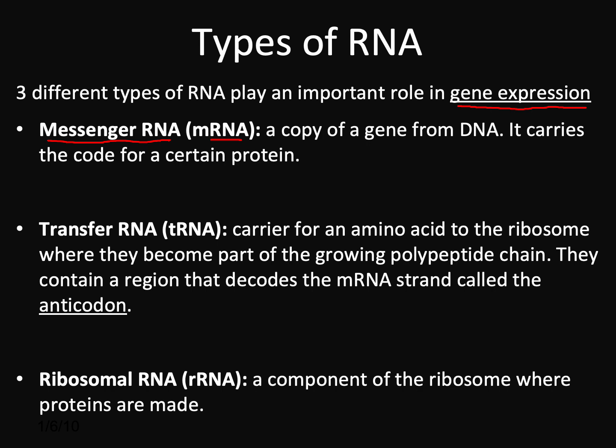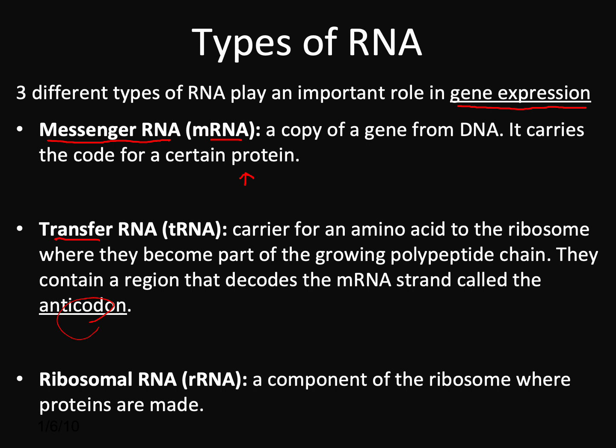mRNA is a copy of a gene from DNA. It's a messenger of that gene, and it carries the code for that gene to make a protein. Transfer RNA or tRNA transfers or carries an amino acid to the ribosome. And at the ribosome, which are protein factories, that amino acid gets added in a chain of other amino acids, and eventually that chain of amino acids becomes a protein because proteins are made of amino acids. And don't get too worried about this part yet. We'll talk more about this on a later slide.